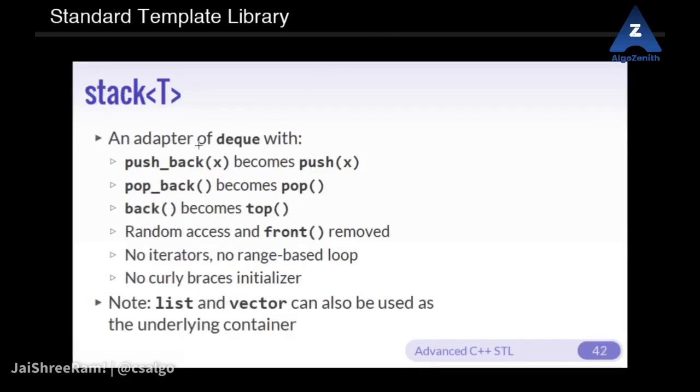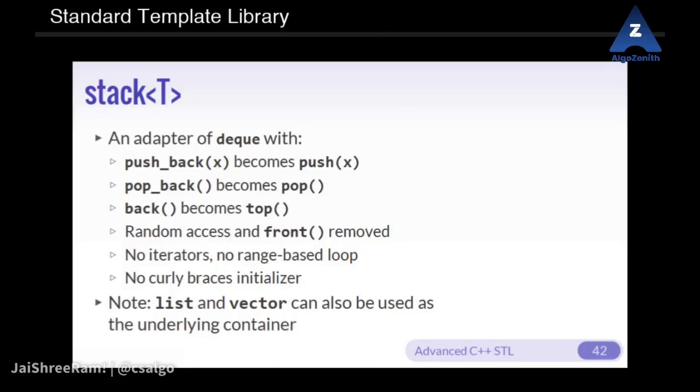So stack can also be an adapter of dq. So in this case we have pushback becomes push, pop back becomes pop, back becomes top. So back is like the last element, so that becomes the top element, okay. Random access and front are now removed. You have no iterators or range based loops. You have no curly braces. Okay, so list and vectors can be used as underlying containers as well.